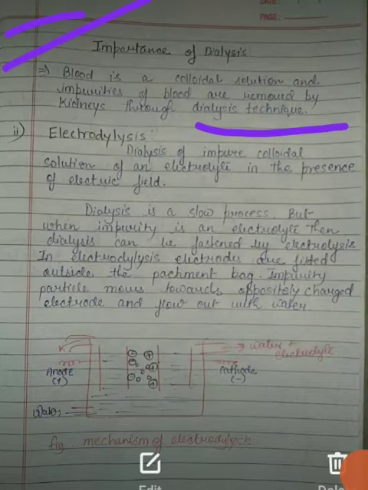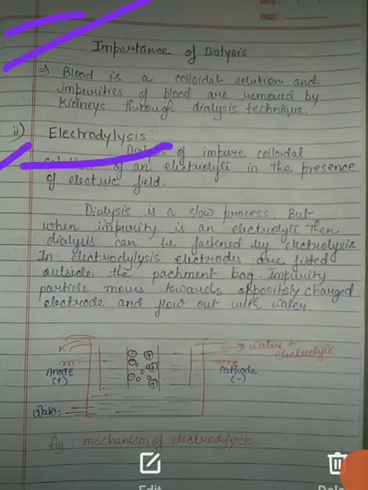Now let's talk about the second, that is electrodialysis. Here, students, you can focus on the word electro, that is, electric current or electric field. So in the dialysis process, when there is the presence of an electric field, then this is known as electrodialysis. Okay, so students, actually dialysis is a slow process.